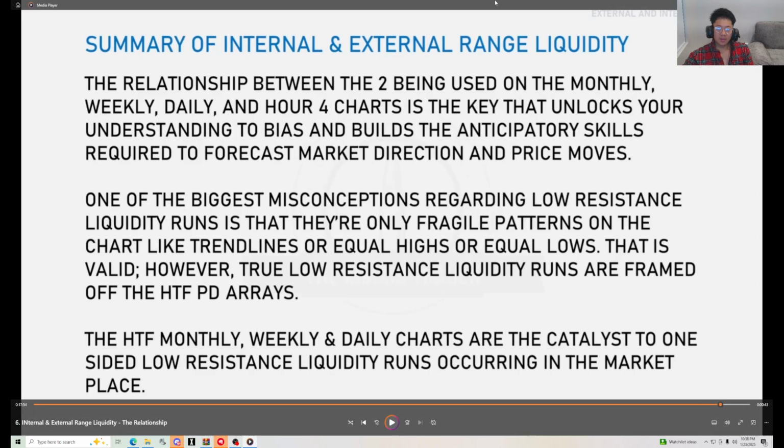To summarize, the relationship between monthly and the liquidity runs. They're only fragile patterns on the chart: trend lines, equal highs or equal lows. That is valid. Basically, this is what a lot of traders use, including TJR himself, other traders using that fair value gap.